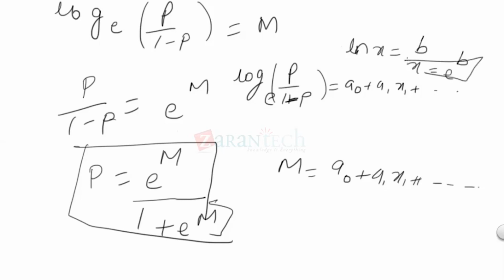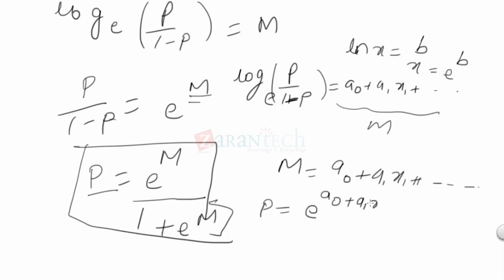So this is just a mathematical form of it, and this is the conversion we are doing. Basically p by 1 minus p is e to the power a0 plus a1 x1, and I'm just calling this m for now, just for writing. So p becomes e to the power a0 plus a1 x1 plus a2 x2 and so on, divided by 1 plus the same number.